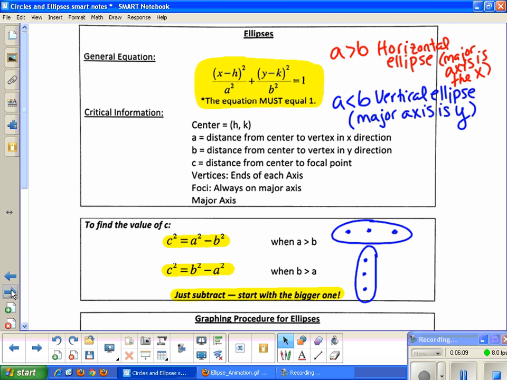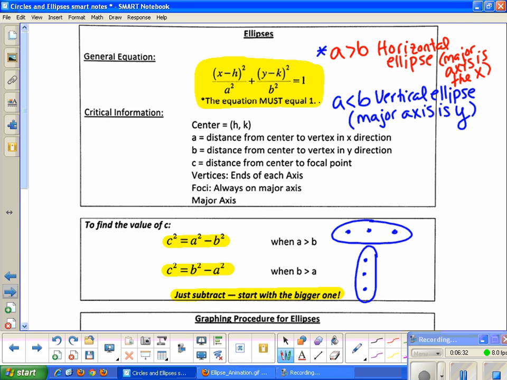So the general equation is this equation that we have right here, (x minus h) squared over a squared plus (y minus k) squared over b squared equals 1. The equation must be equal to 1. If the a value is bigger than the b value, then you have a horizontal ellipse, which means the major axis is on the x-axis.